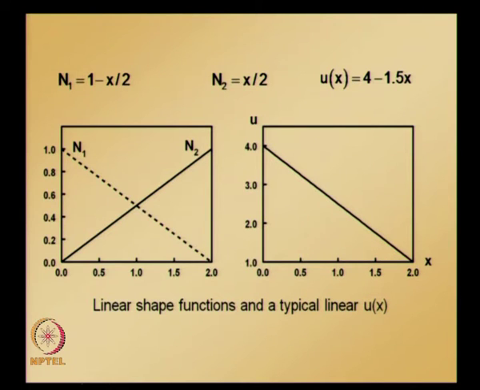and note that N1 and N2 are linear shape functions, and since u is a linear function with a negative slope, that is how the variation of u with respect to x is going to be, as shown in the plot. So, this is how you can apply the Lagrange interpolation formula to get the shape functions and also to interpolate the nodal values. Now let us apply the Lagrange interpolation formula for a quadratic element.